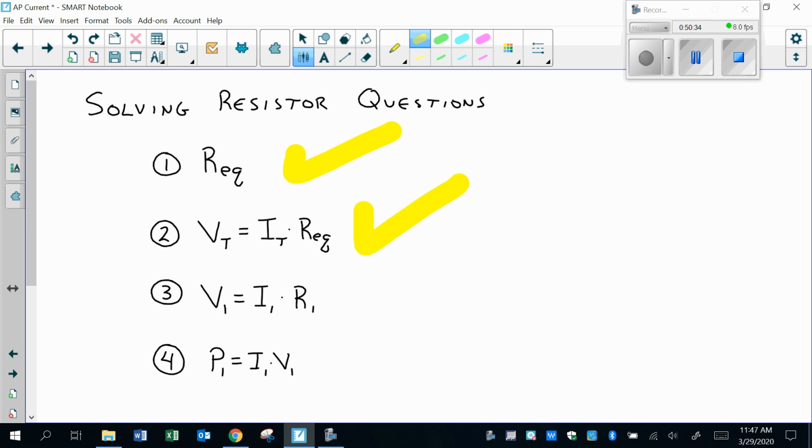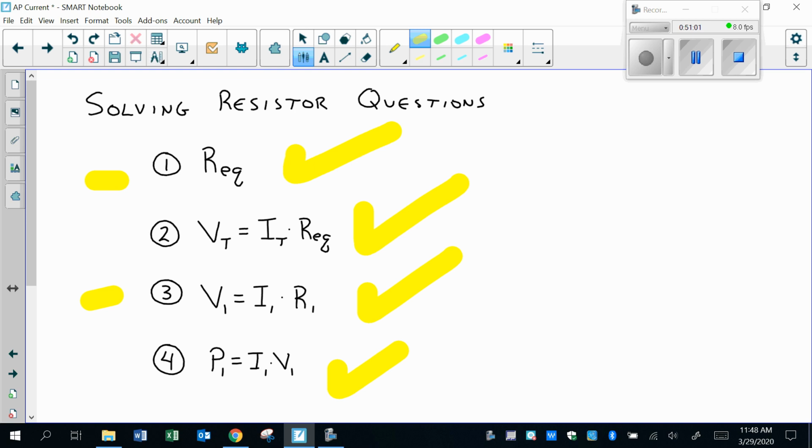We do that for the total. And then I can do that for individuals, keeping in mind that in a series, the current is the same everywhere, and in a parallel, the voltage is the same everywhere. And just like we could do energy stored in a capacitor for step 4, we can do the power expelled by each resistor. So just like before, step 1 and step 3 are the hard thinking questions. 2 and 4 is a plug and chug.